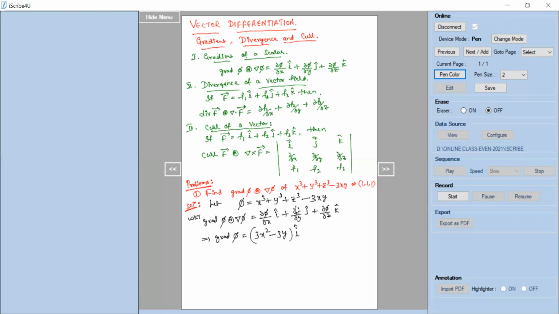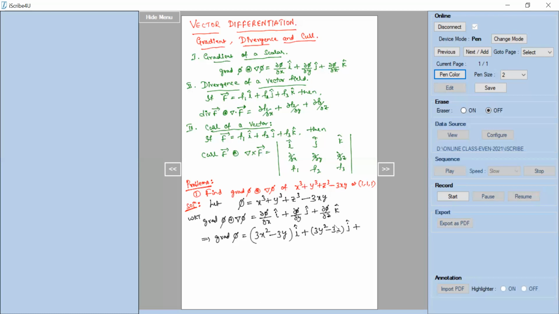Now coming to the second term, dou phi by dou y means you have to differentiate this phi partially with respect to y, and multiply the result by j hat. With respect to y, here there is no y term, so the differentiation of this is 0. But here the differentiation of y cube is 3y square, so it is plus 3y square, and this term does not contain y, so it is 0. And coming to the last term, it is minus 3x into the differentiation of y, which is 1 once again, so it is minus 3x into j cap.